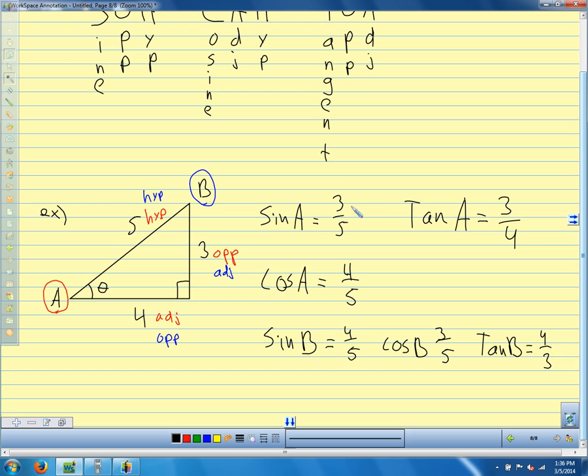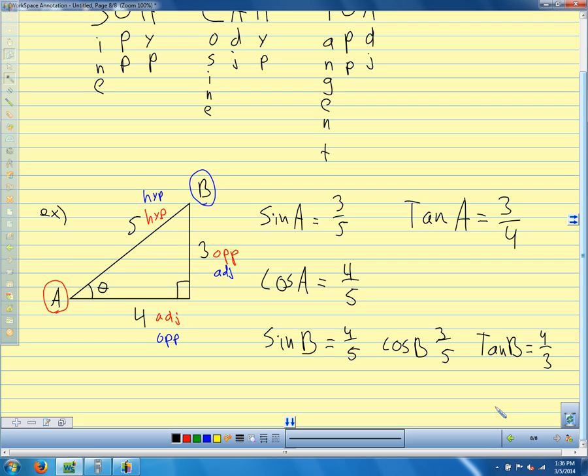And if you look at these, you'll see that the sine and the cosine are the same, and the tangent is flipped, and that always turns out to be the case. So depending on which angle we have, we label the sides and pick out our ratios from that.